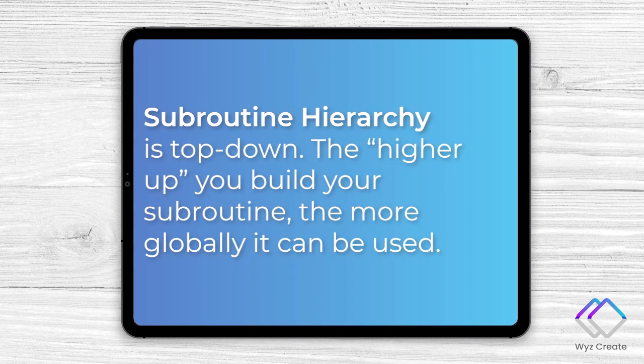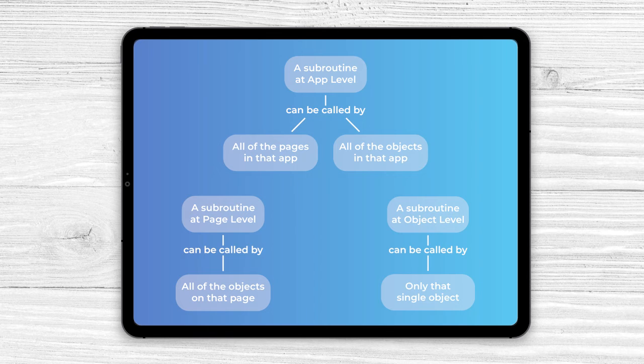can call it from any object on that page. If you create it at the app level, you can call it from any page or object in the entire app. Because you'll typically want to use subroutines globally in your apps, it's best to build them at the app or page level to use across any object. But if you happen to build out a subroutine within an object and then you need to use it elsewhere, you can always copy and paste it in the Scripting tab.